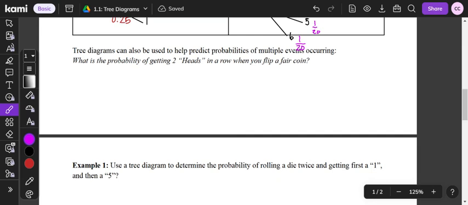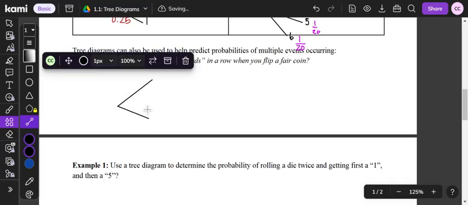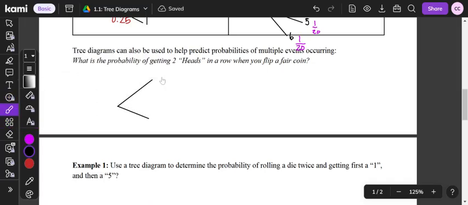It says tree diagrams can also be used to help predict probabilities of multiple events occurring, more like back to back. So instead of just flipping the coin once, this says what is the probability of getting two heads in a row when you flip a fair coin? Well, that means I had my tree diagram, right? I flipped my coin and I either got heads or I got tails. We know that already.